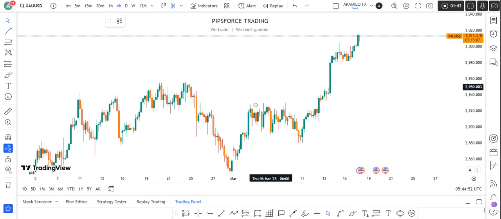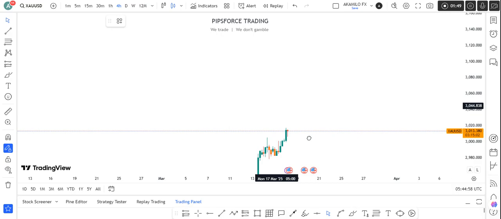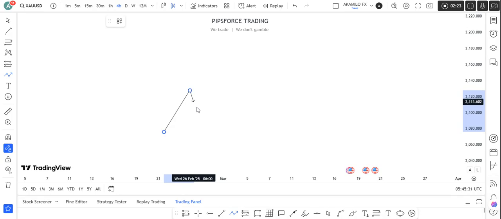So without wasting much time, let me give you a sketch of how a breaker block looks like. We have two types of breaker block: the bullish breaker block and the bearish breaker block. A breaker block is a failed order block. An order block is the last bullish candle or the last bearish candle before an upward or a downward move. And we have two types of order block as well, which are the bullish order block and the bearish order block.